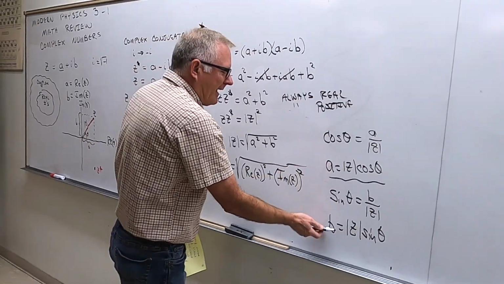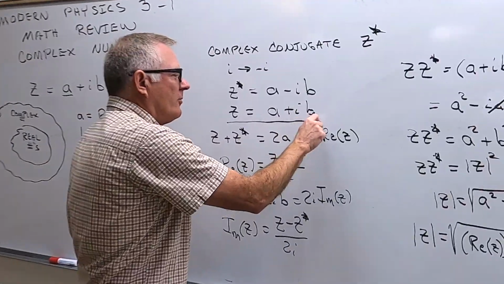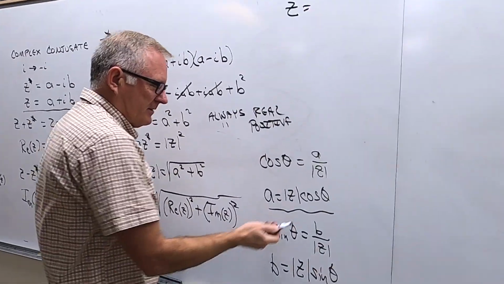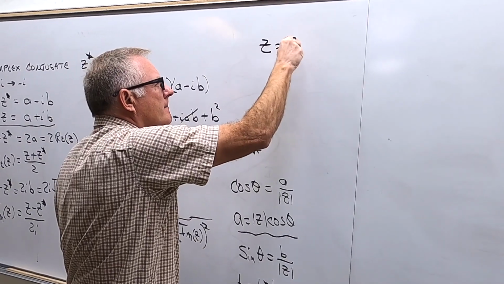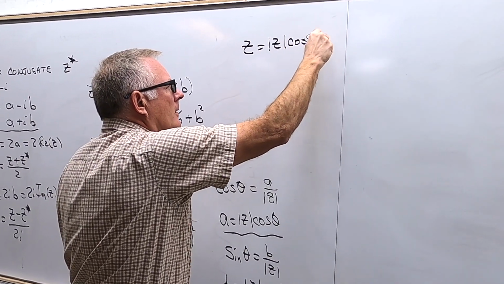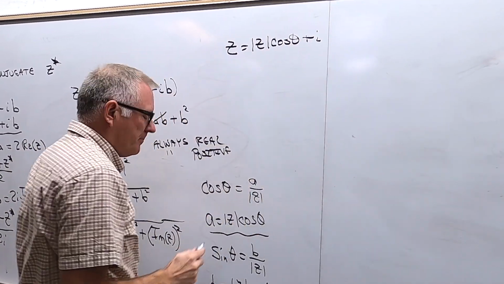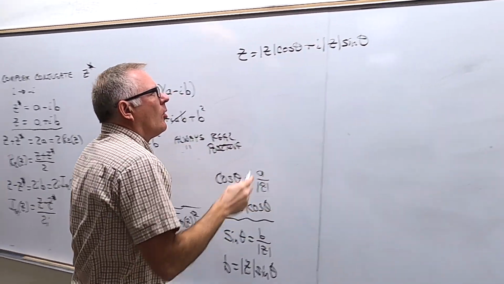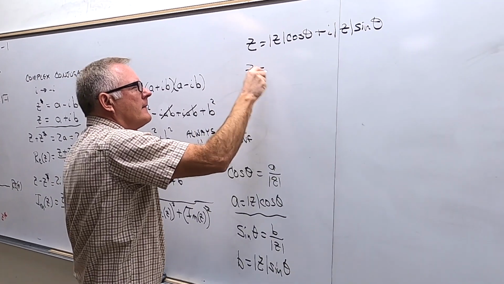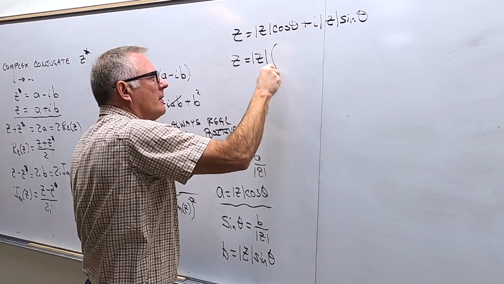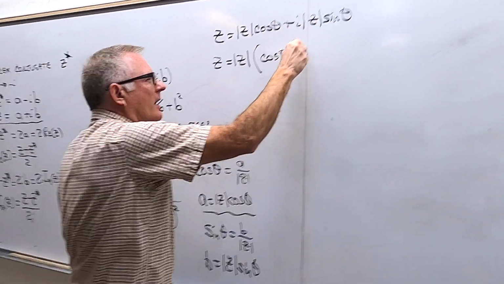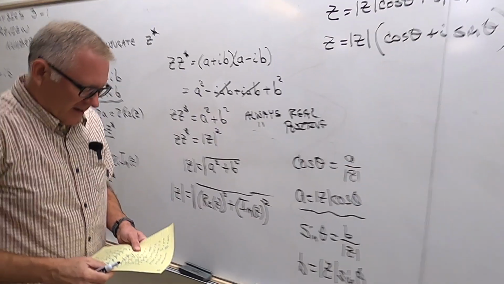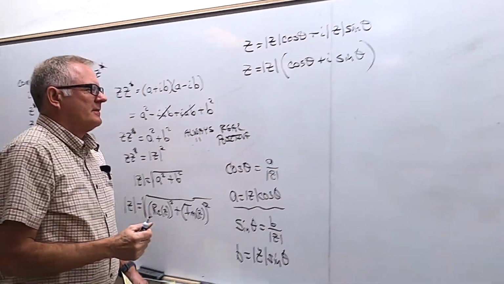So now I can take my a and b from right here and plug it right back into our definition of z. So we get z is equal to a, which is the magnitude of z cosine theta, plus i times b, which is the magnitude of z sine theta. Or I can pull out the magnitude of z, and we end up with cosine theta plus i sine theta. Okay, there's one way we could write it, but there's a more compact way of writing this right here.